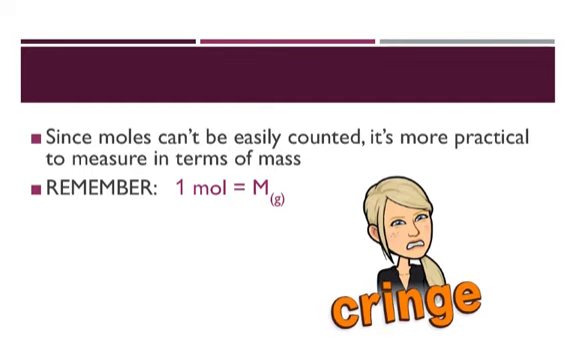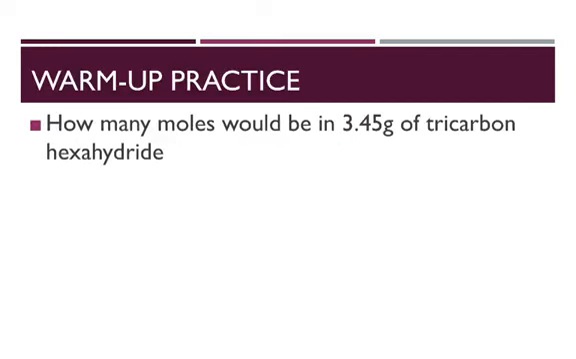You thought it was dead? Nope, just kidding. Here it is again. Let's do a little bit of warm-up to make sure we use this formula correctly. I want to know how many moles would be in 3.45 grams of tricarbon hexahydride. So we're looking at a relationship between moles and grams. 1 mole equals molar mass. We're going to set up our ratio.